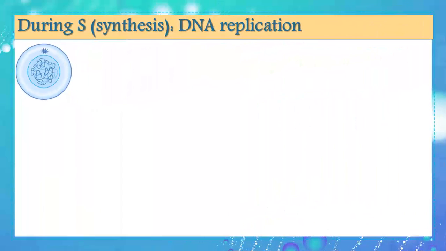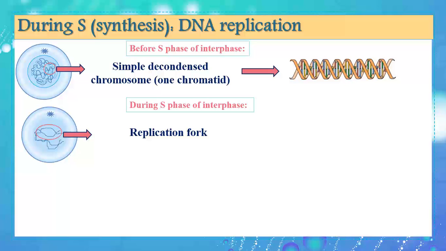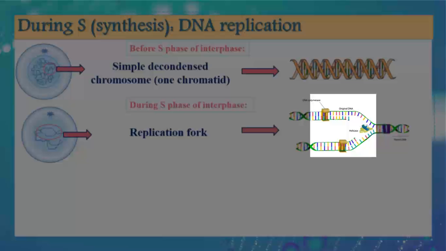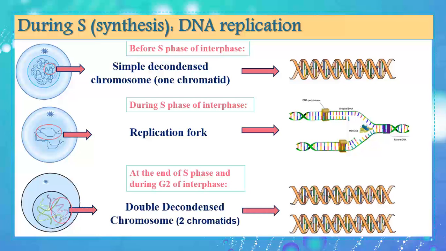So in short, you have this cell, and before S phase of interphase, it contains simple decondensed chromosomes, each with one chromatid, and one chromatid refers to one DNA molecule. During S phase, you will get a replication fork. A replication fork is formed when the DNA unwinds and replication is occurring. And finally, after S phase or during G2, you will get double decondensed chromosomes, each with two chromatids. Two chromatids refer to two DNA molecules.